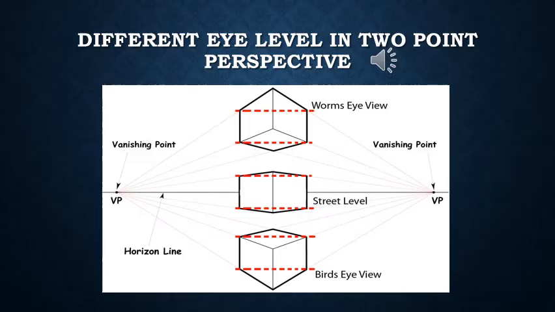Okay, in this slide we are going to discuss the horizontal line, which we already discussed in one point perspective as well. In one point perspective, I told you that the horizontal line is for the eye level of the drawing. So in two point perspective, it also plays the same role. The horizontal line is the line where we have the vanishing points, and it defines the view of the object or the eye level of the viewer.